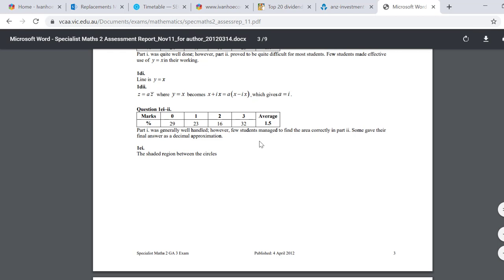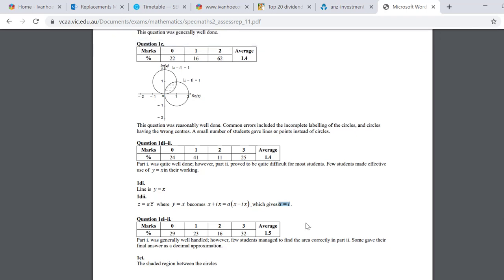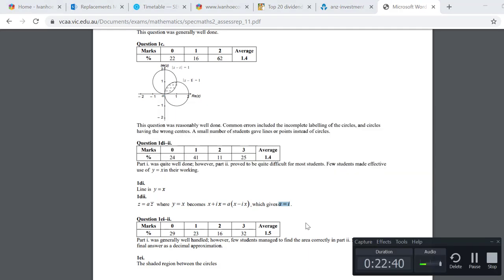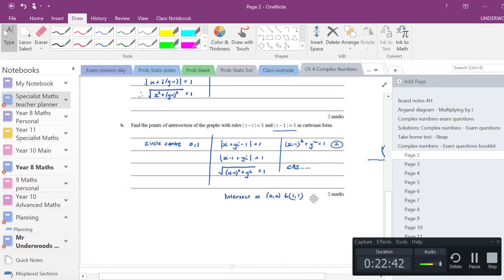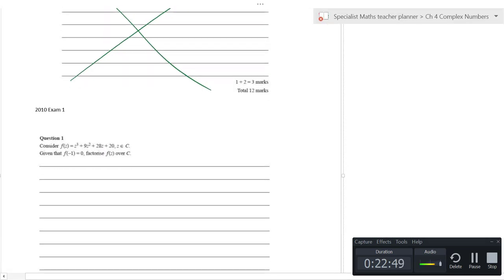So that actual question's done, and we've done the hardest part of the question anyway, as you can see. It wasn't done very well. They've just sort of said that A is equal to I. Of course you would have had to show your working, and we've quite adequately shown our working there.